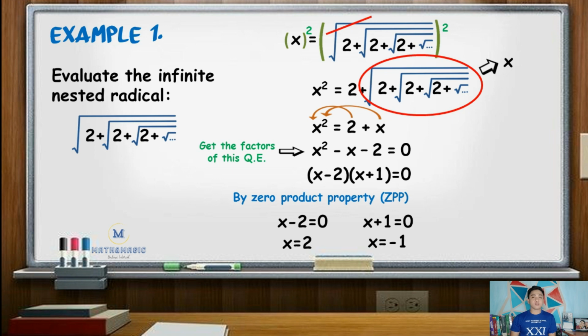Now also take into notice that the original radical contains a positive radicand. So in this case, we need to take the positive root or the principal root. The negative root now will become the extraneous solution. The value now of the infinite nested radical, the square root of everything inside, 2 plus and so on and so forth, is equivalent to positive 2.